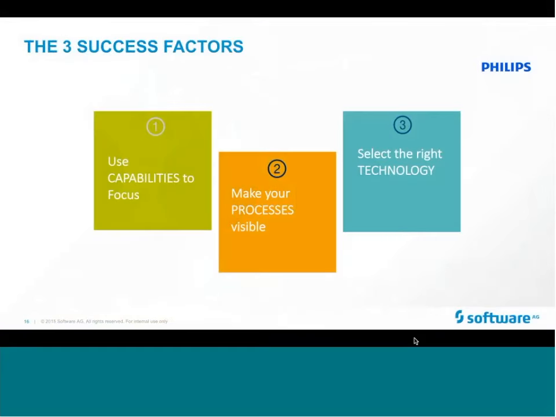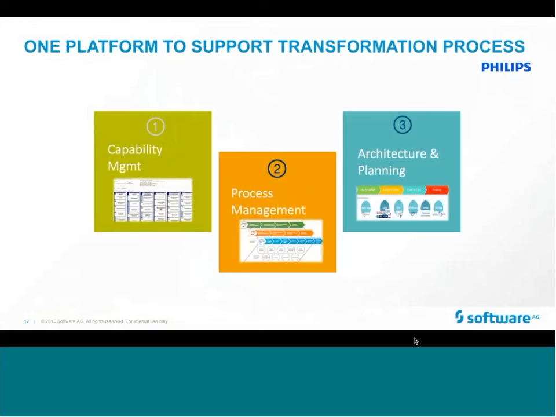So how do they do that? From a methodology point of view, they focus on 3 things: capabilities, processes, and technology. Business capabilities are a subject that we can do a complete webinar about, so I will not go into the specifics now. But capabilities provide a strategic view on what the company needs to be good at in order to deliver its business models.